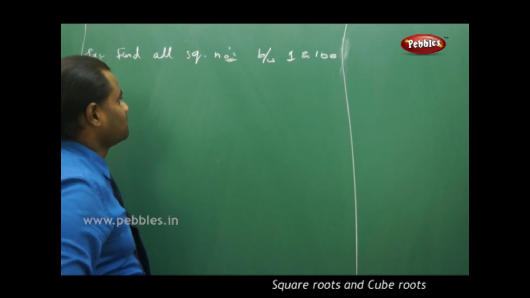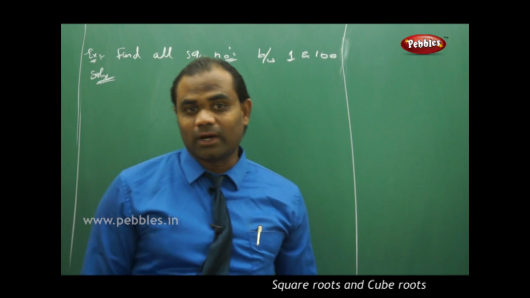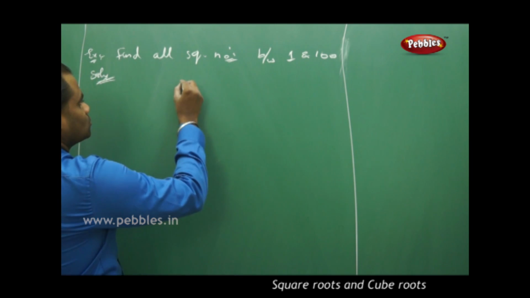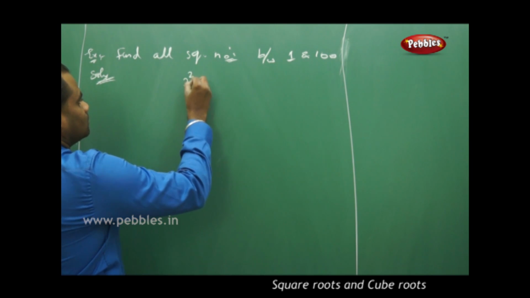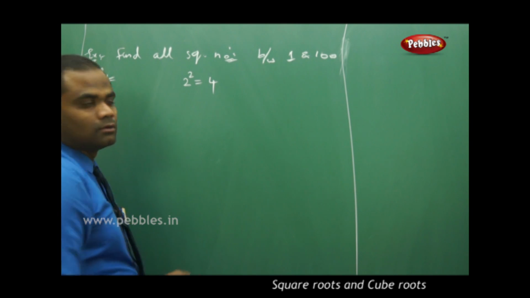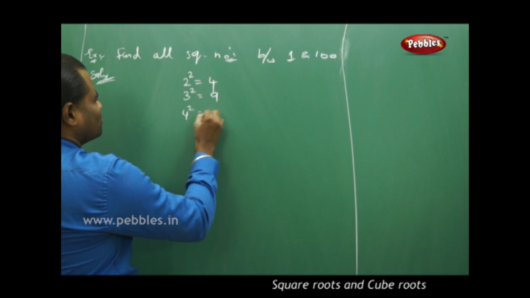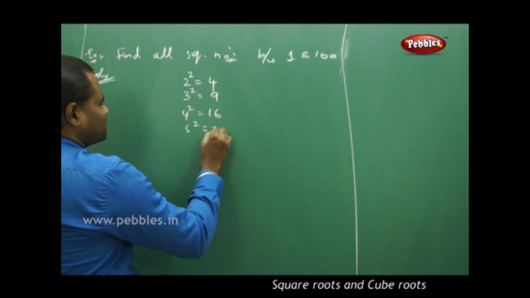So the question is about finding all square numbers between 1 and 100. So square numbers, let's start with 2 square, which is 4. Next, the next square number is 3 square, which is 9. 4 square is 16. 5 square, 25.